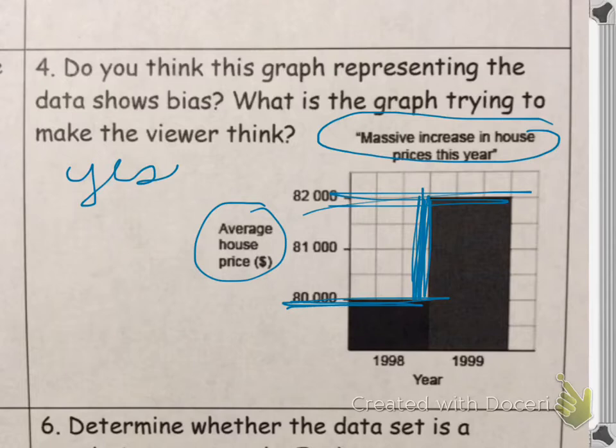So what would I write down here in my explanation? I would say a $2,000 increase in the price of a house is not a significant amount, but the graph shows that it is. So because the graph is showing that that's a significant amount, it is giving us bias towards what they're trying to get us to think.